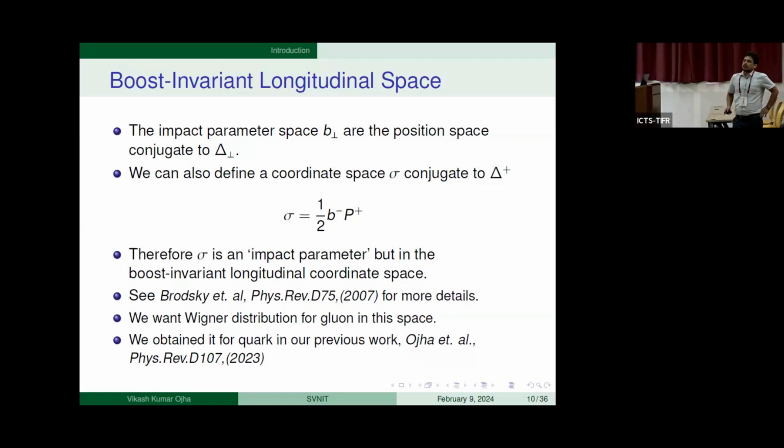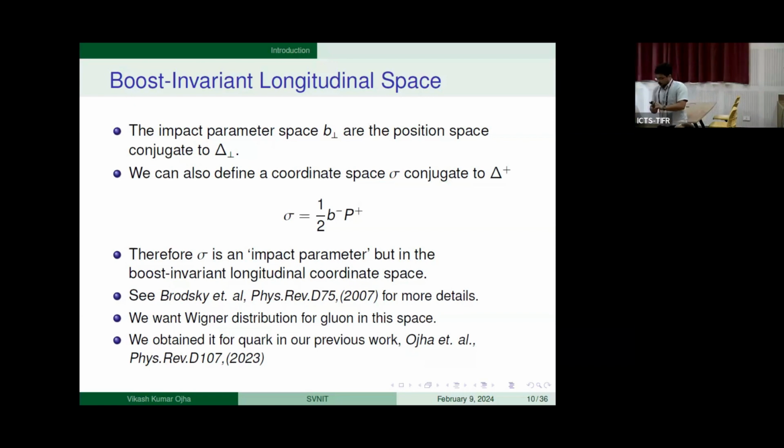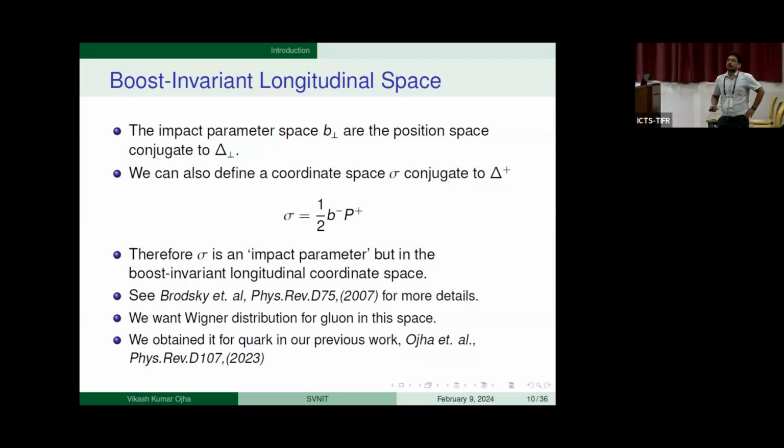Now, what can happen during this scattering is that the momentum transfer to the target can also be along the longitudinal direction. In that particular case, we can define another position space variable which is conjugate to this Δ⁺, and this particular σ, which we call the boost invariant longitudinal space. And we want to find out this Wigner distribution in this particular impact parameter space, or we can say the longitudinal impact parameter space.